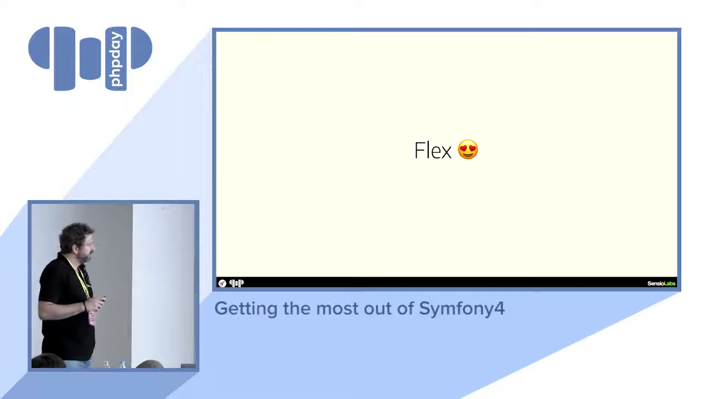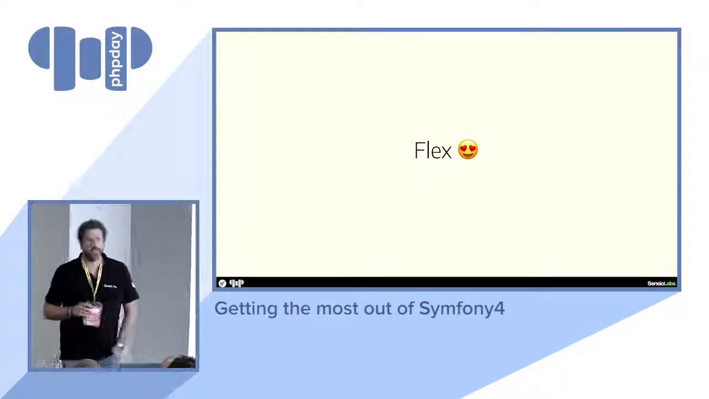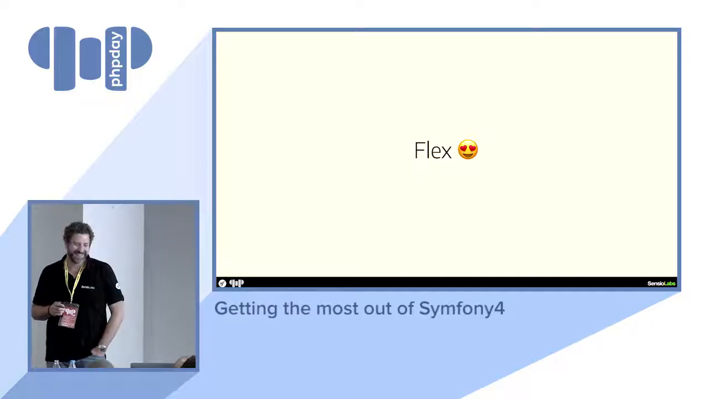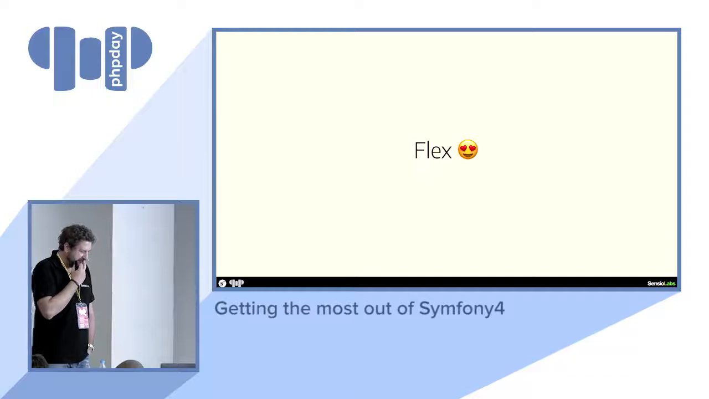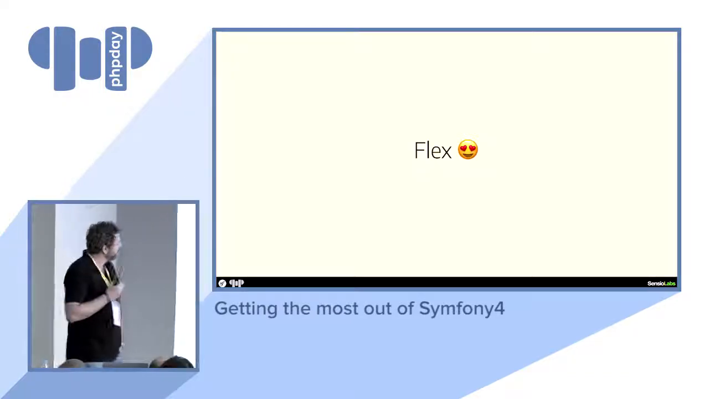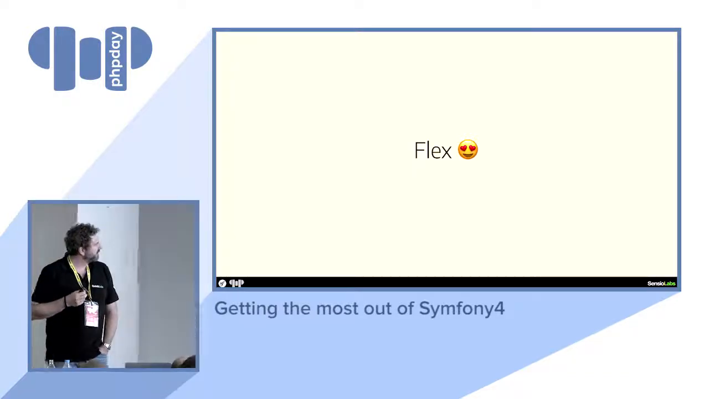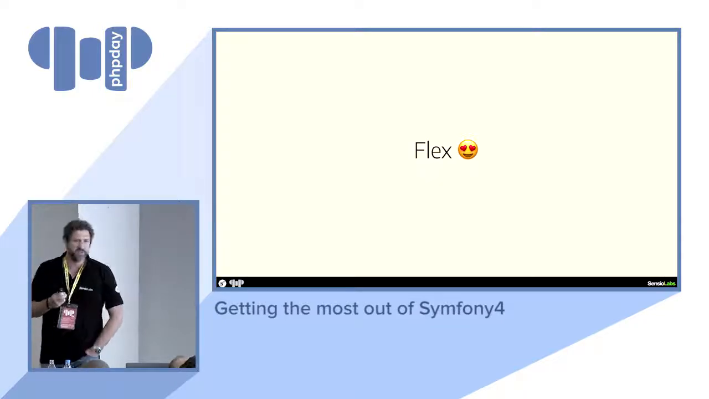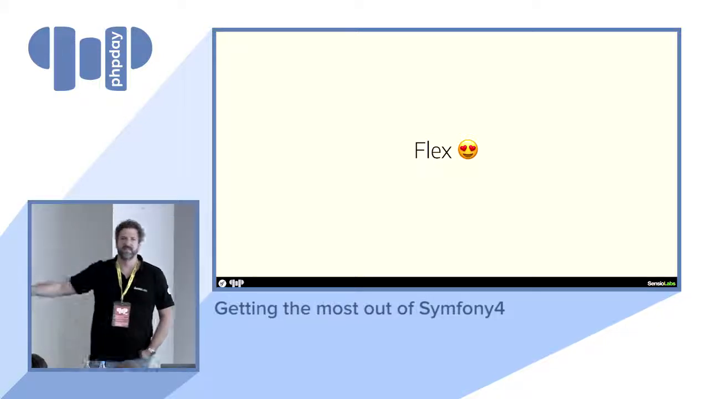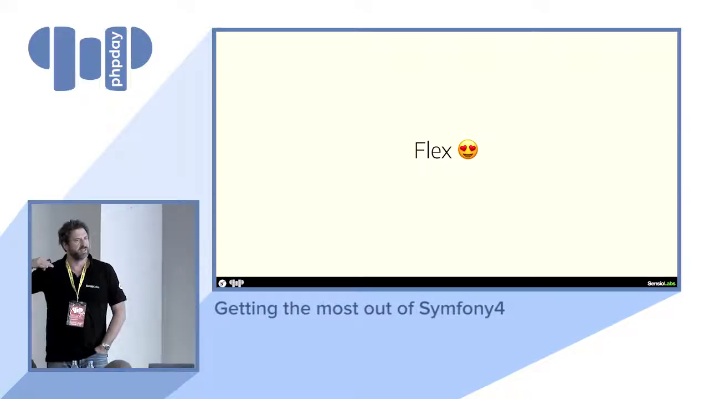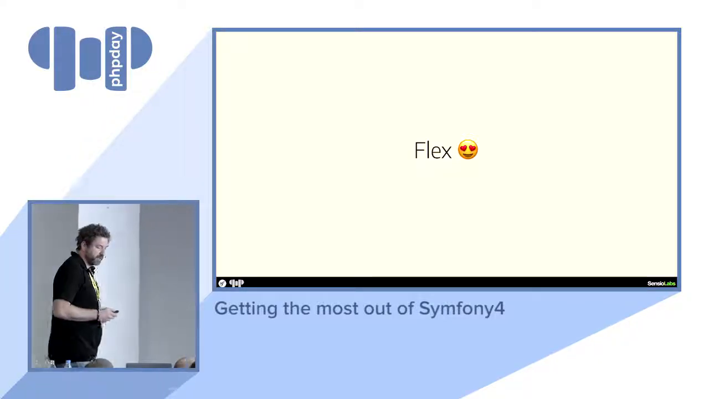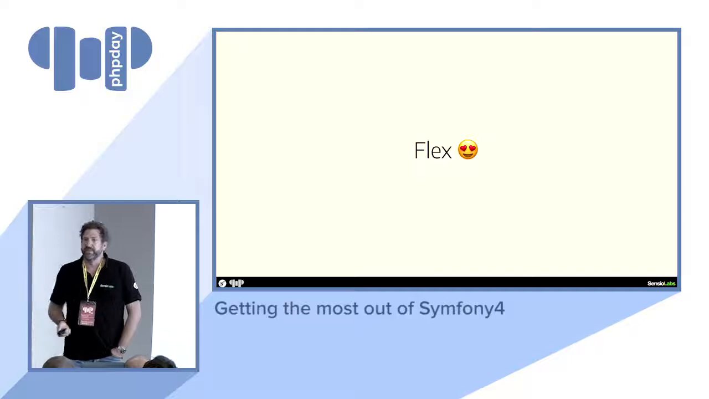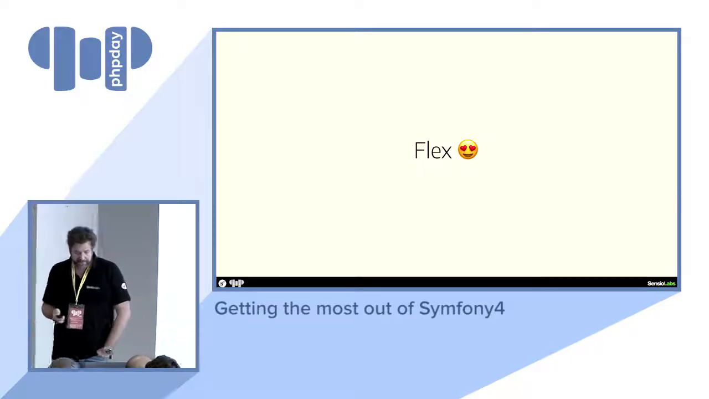Now, the most buzzword thing probably that is new is of course Flex. And actually, I've heard a couple of people that claimed that Symfony was now totally microservice oriented because of Flex, which is just not the case, right? It's just a different kind of installer. And I'm going to explain what is different and why that is actually a good thing.